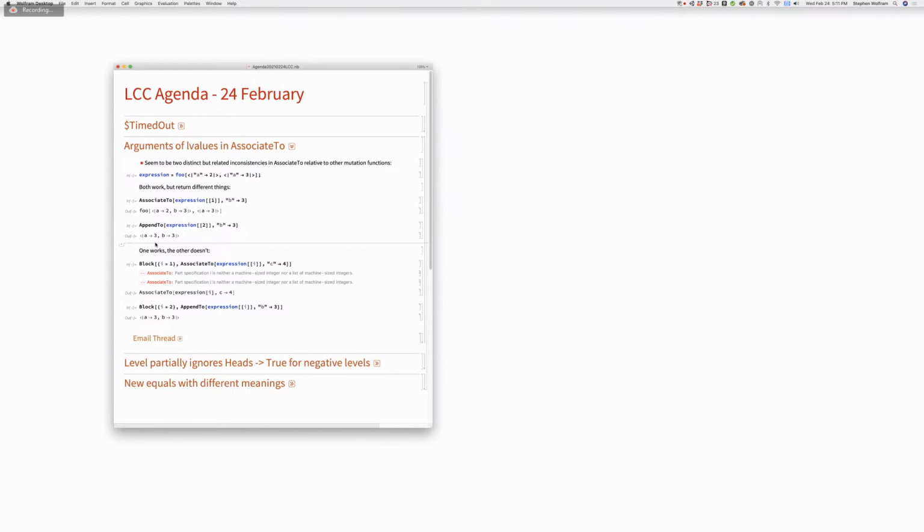Right. And yes, if you do X part 2 plus equals 2, it'll return whatever is the result of adding 2 just to that part. And this is right. So the AppendTo is correct because it's showing you the result of applying it just to the second association, whereas AssociateTo seems just wrong. To me it's just a bug.